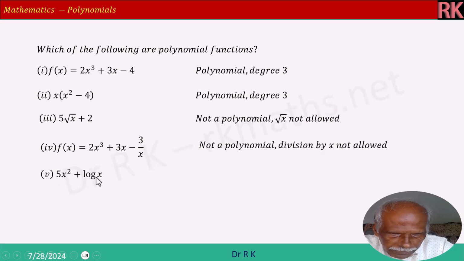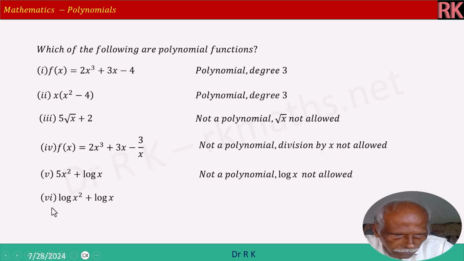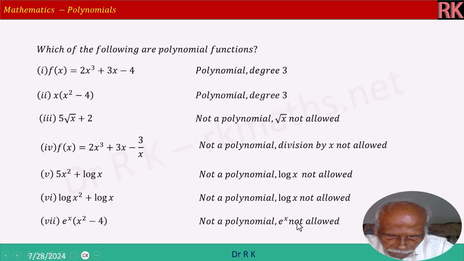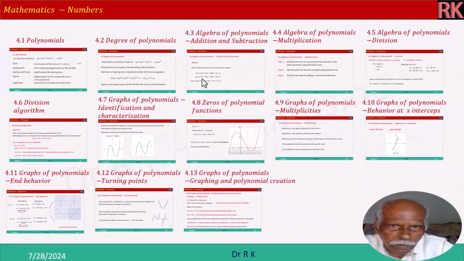5x squared plus log x is not allowed. Log x squared plus log x is not allowed, because log x is not allowed. E power x squared minus 4, see this is also not allowed because e power x is not allowed. We will see algebra of polynomials, addition and subtraction.